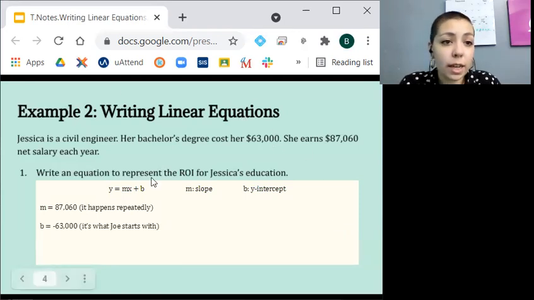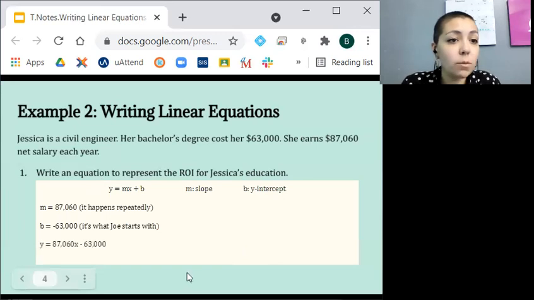And then we're just putting it all together. So what do we get when we put these two together? That's y equals 87,060x subtract 63,000.